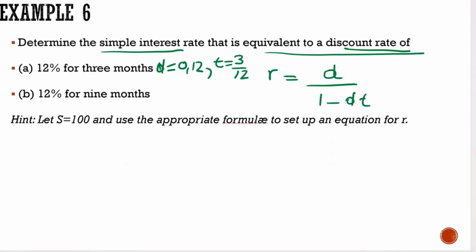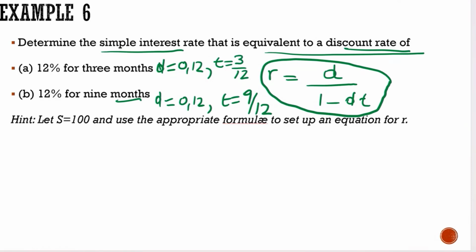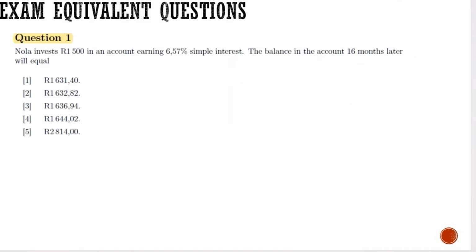Here your D is equal to 0.12, and then your time is equal to 9. Because it is months, you need to divide by 12. So you use this formula. I'm not going to go through the actual calculation. What I've done here is to break down the given information and put it into variables, in mathematical terms. So I'm not going to be doing the calculations themselves. So let us look at further examples.